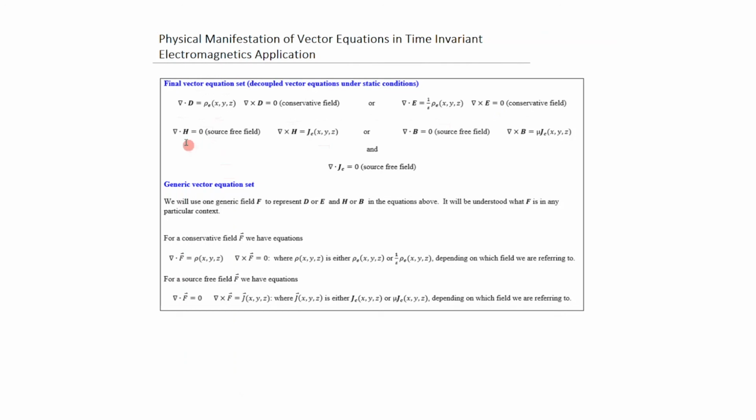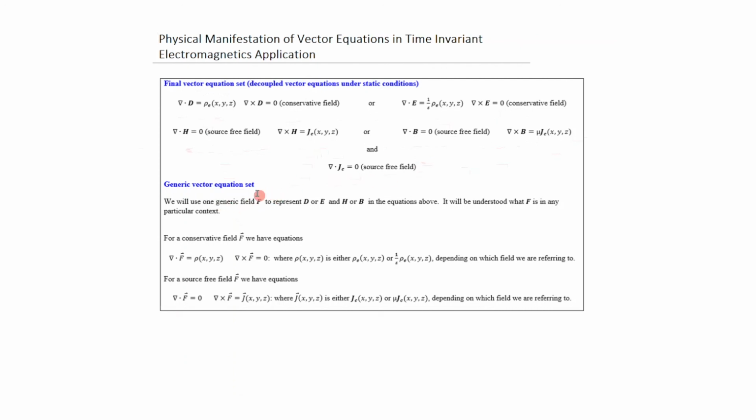For H, we would have divergence of H equals 0, so it's a source-free field, and the curl of H is J_e(x,y,z). Alternatively, if you want to express everything in terms of B, then the divergence of B equals 0, and the curl of B would be mu J_e. Also, divergence of J equals 0. So essentially, we'd have two source-free fields, B and J_e.